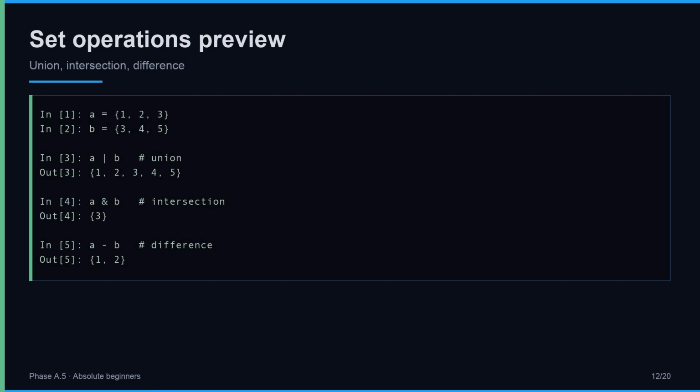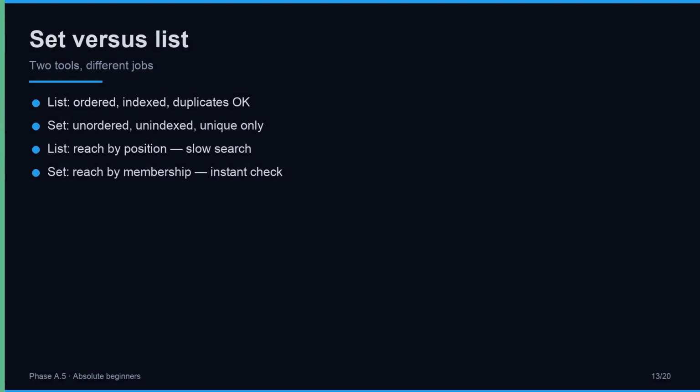Here is a first taste of set operations. A equals 1, 2, 3. B equals 3, 4, 5. The pipe symbol gives the union, every item from either set, with duplicates removed, so 1 through 5. The ampersand gives the intersection, only the items both sets share, which is 3. The minus sign gives the difference, items in A but not in B, which is 1 and 2. These symbols come straight from mathematics. We go deep on each in the next lesson. Pipe, ampersand, minus.